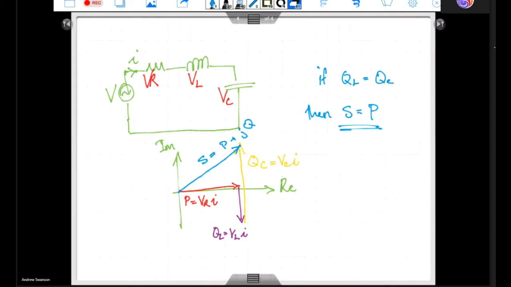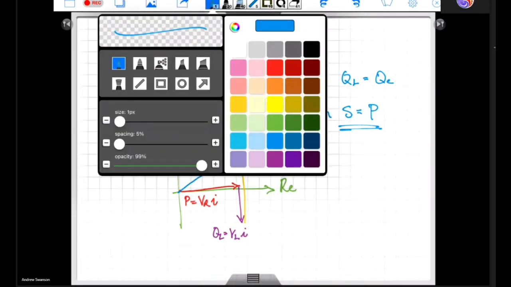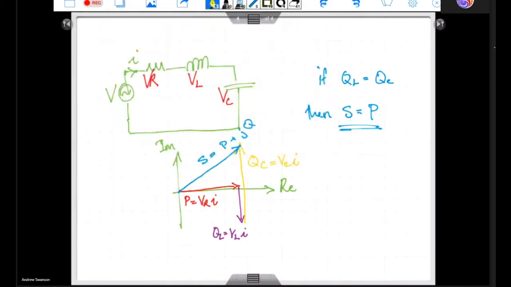So what I found in the practical is that a lot of students had confused real power, reactive power, and apparent power. They were referring to your Q_C here as real power.